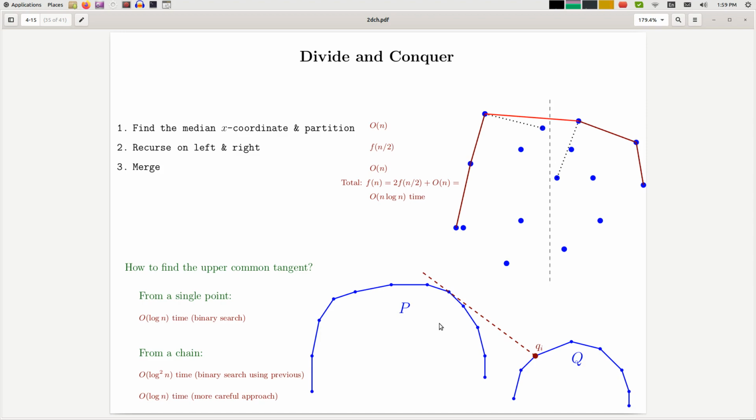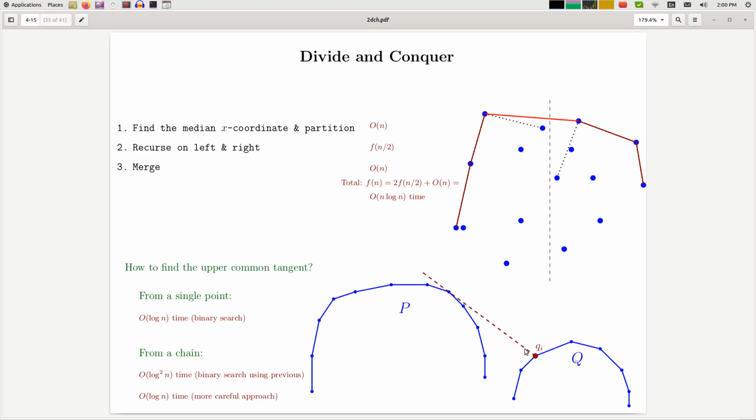But we wanted to solve a more general problem. We wanted to solve common tangent between an upper hull Q and an upper hull P. And so far what we have managed is to find a common tangent from one point Qi to the polygon P. Now the question is, can we do this using a repeated binary search?